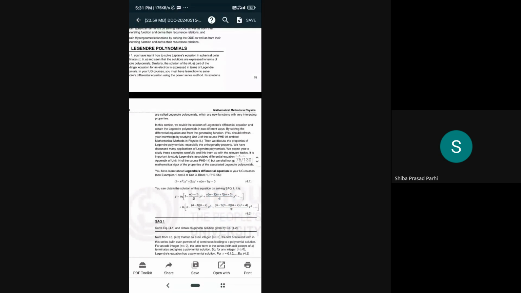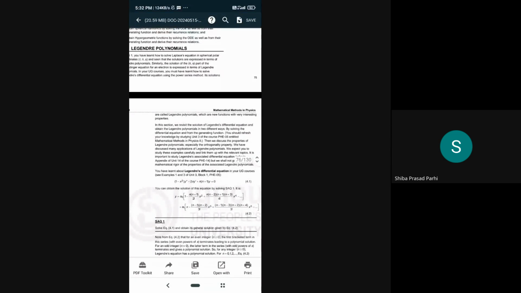In the study material, you have n into n plus 1 y. So n and L both are constants. I have taken L, the notation the writer has taken is n. So there is no problem, I think. So n into n plus 1 y, equation 4.1.